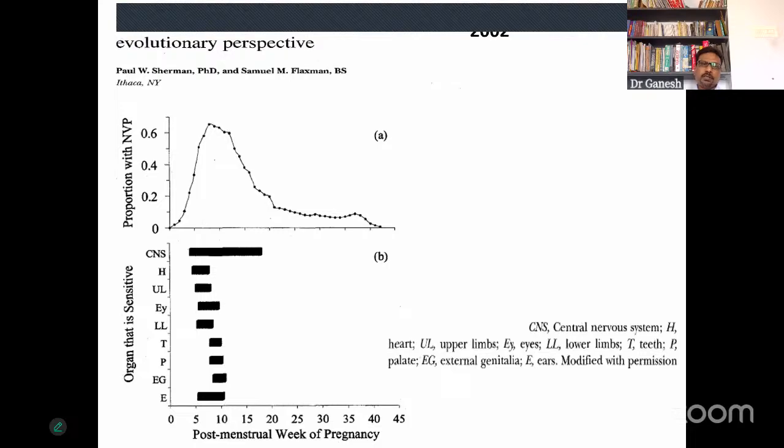At this juncture, the female develops nausea as well as a vomiting sensation, and this is quite intensive in the first trimester. It is viewed that morning sickness is evolutionarily important and conserved, because during this time period there is development of vital organs in the baby, I mean the embryo. That includes the CNS as well as the heart, upper limbs, eyes, lower limbs, teeth, palate, external genitalia and ears. All these are the most important vital organs, and they are mainly differentiated during the first trimester.